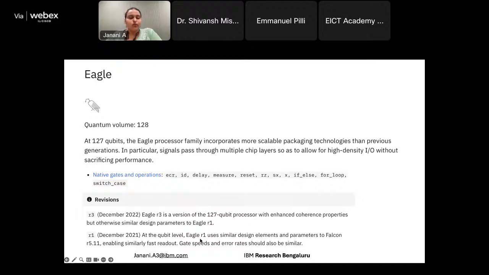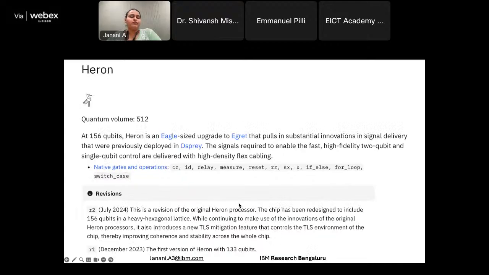At the qubit level, Eagle was initially similar to Falcon. In the R3, it had improved coherence properties, but otherwise it was similar in design to Eagle R1. Then the latest one, which is Heron, at quantum volume 512, supports 156 qubits, and it's an Eagle-sized upgrade to Egret that pulls in substantial innovations in signal delivery that were previously deployed on Osprey. Osprey was the 433 qubit quantum chip. The signals required to enable the fast, high-fidelity two-qubit and single qubit control are delivered with high-density flex cabling.